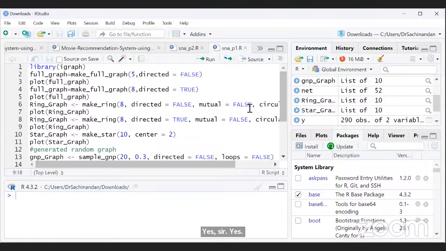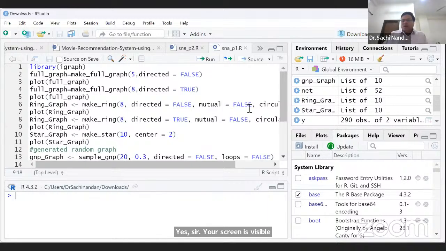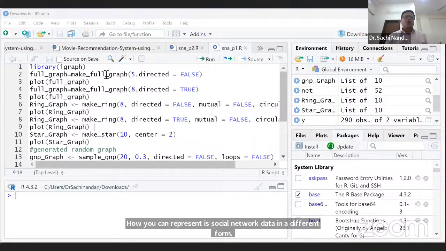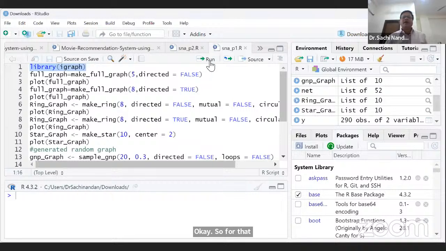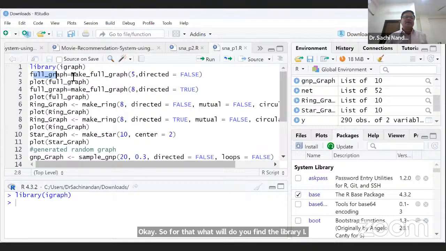Okay, so I'm coming now to the second part of the presentation. I will run R programming here, so you can easily get it. Basically, I'm going to show how you can represent social network data in a different form. For that, what will we do? You find the library igraph. And you can find here a fully connected graph. The command is make_full_graph.